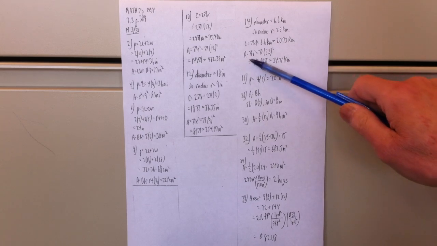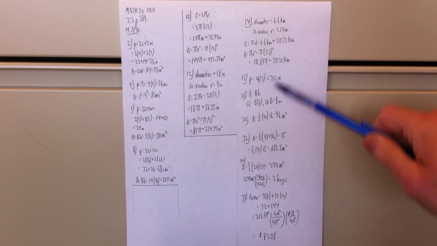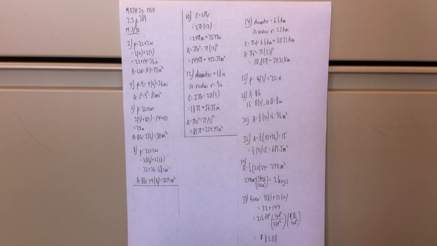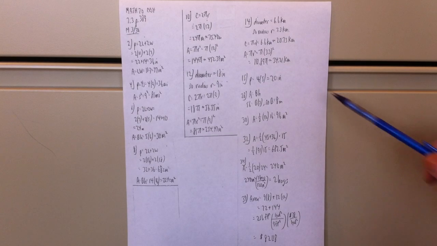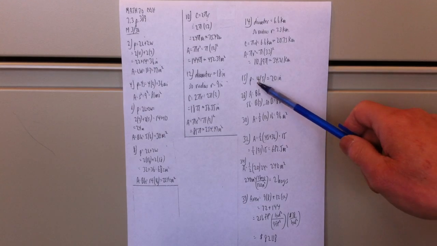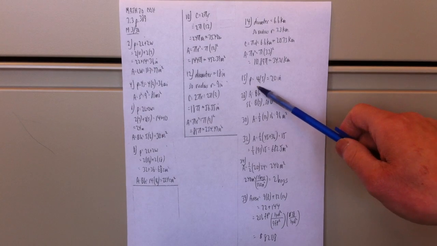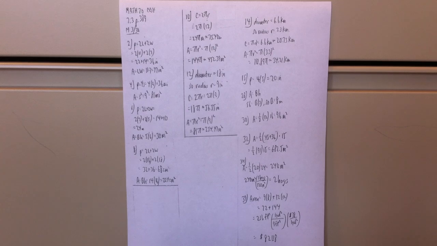The area is pi r squared. Pi times 3.3 squared comes out to be 10.89 pi. That comes out to be 34.21 kilometers. Number 5, you're given a regular pentagon, meaning all the sides are the same. One side was 4, so the perimeter is simply 4 times 5, which is 20 inches.